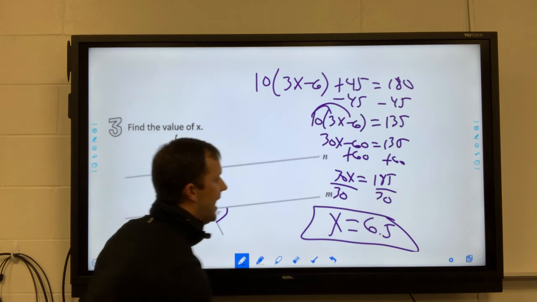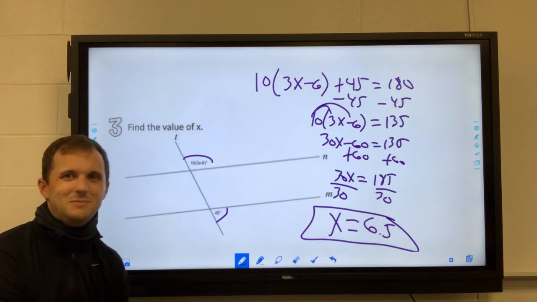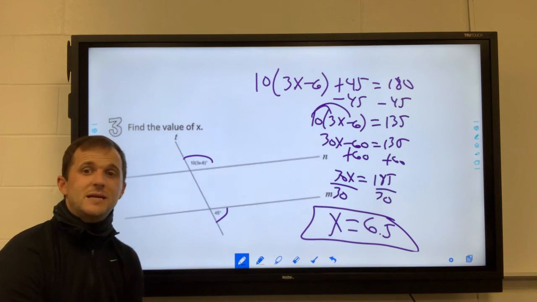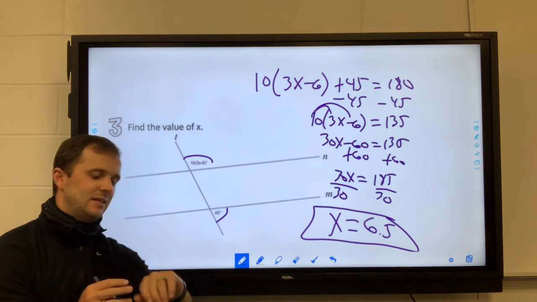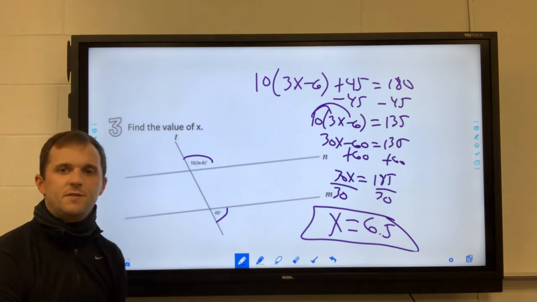So that means x is going to be equal to 6.5 because these two angles are going to be same side supplementary angles. So basically what you're doing is you're taking the idea that these two angles are going to be supplementary to each other and you're using that to solve the problem, okay?